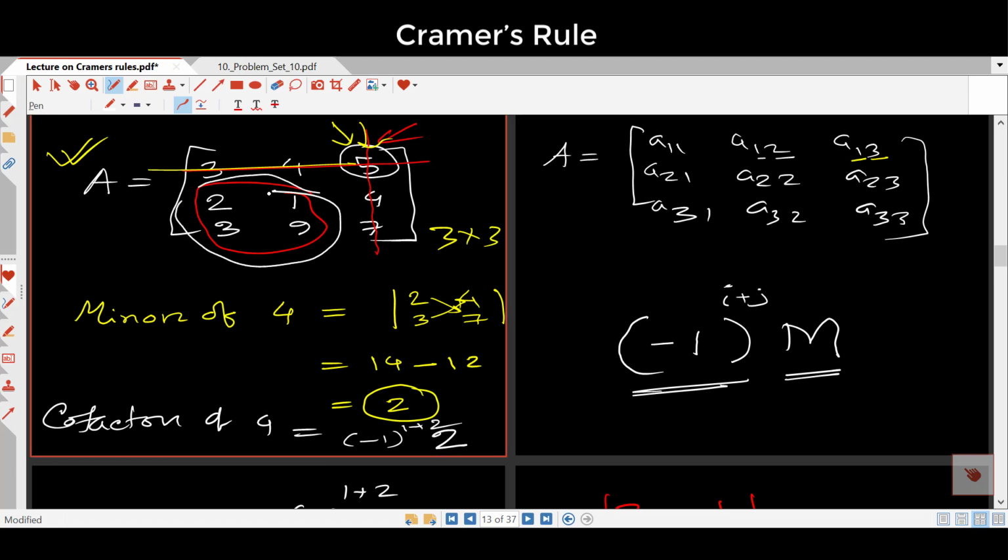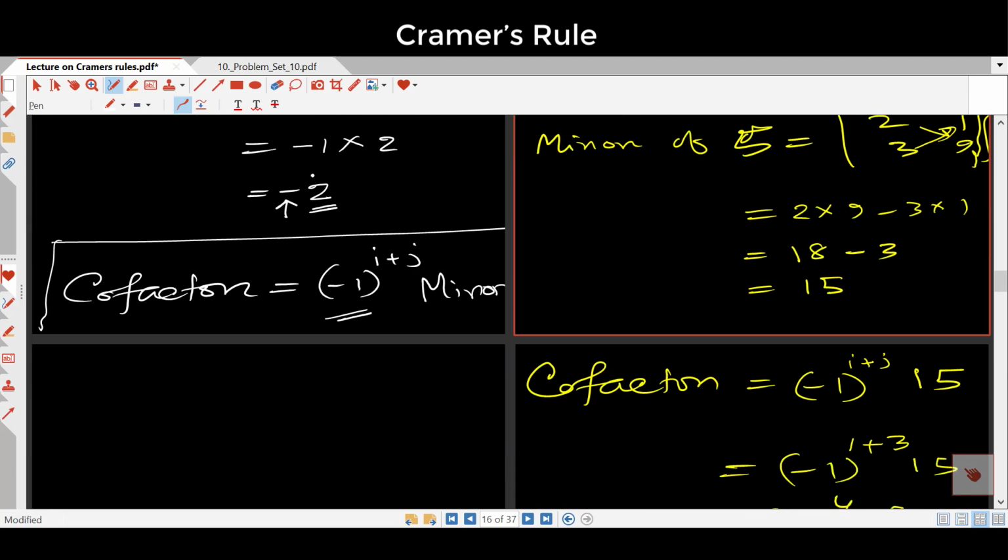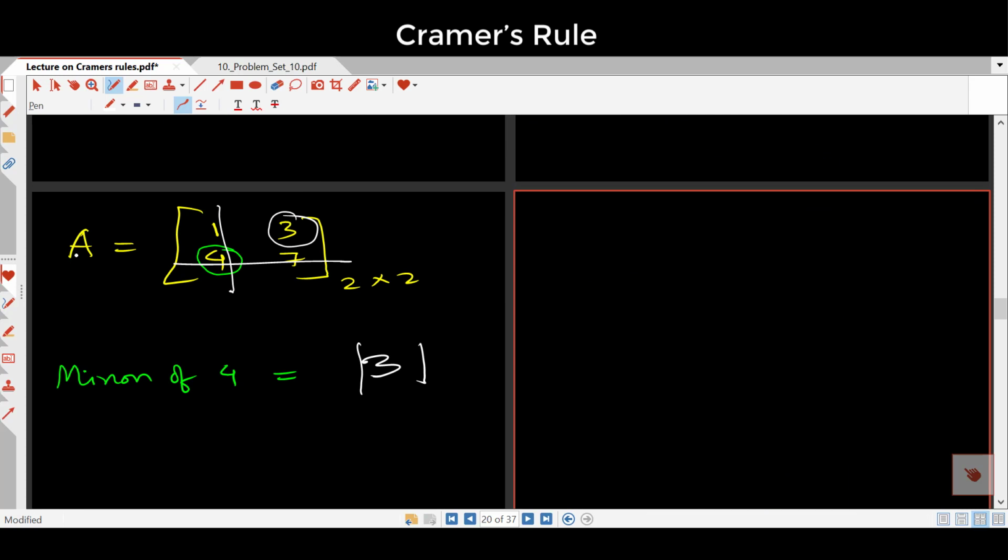Determinant of this. And here we have only this number, so determinant of 3. So determinant of 3 is actually 3. That's why no need to make it complicated, you can just write directly 3. So this is the minor.